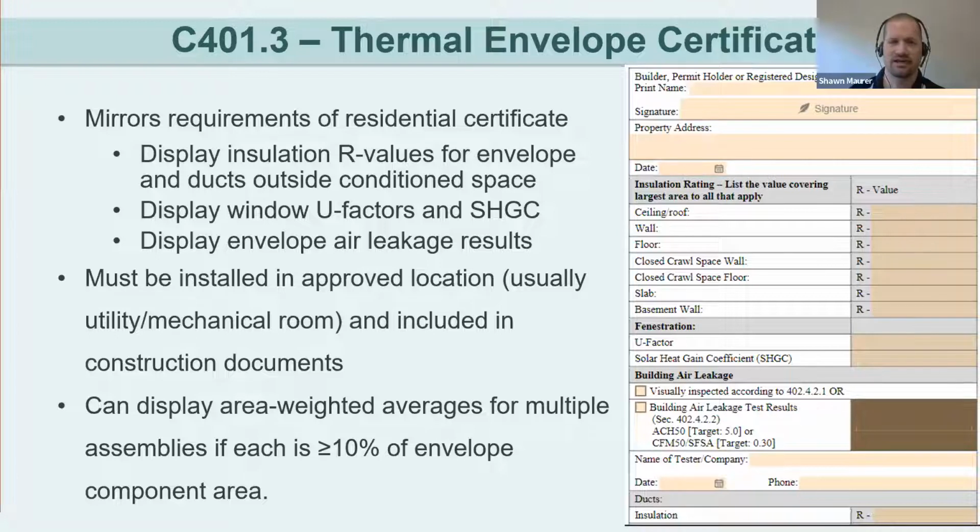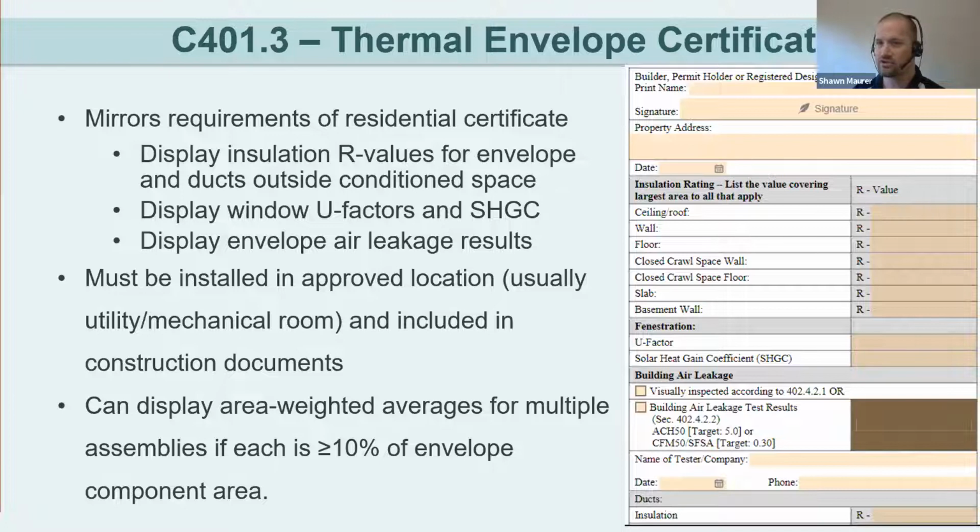Window U factors, solar heat gain coefficients, and envelope air leakage results, as air leakage testing is now required for commercial buildings in the 2021 IECC. So just like with the residential, it has to be installed in an approved location. Usually it's going to be a utility and mechanical room near the primary power switch for the building, where the primary electrical conduit's coming in, but could also be on a primary piece of mechanical equipment somewhere nearby. And that also has to be included in the construction documents as well.